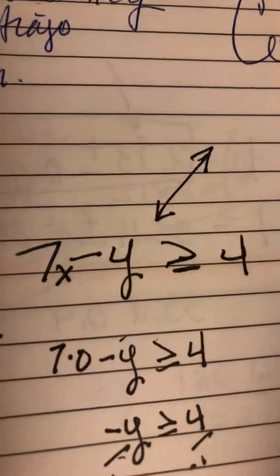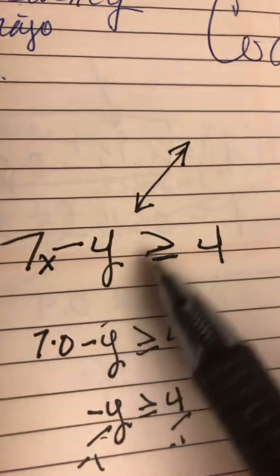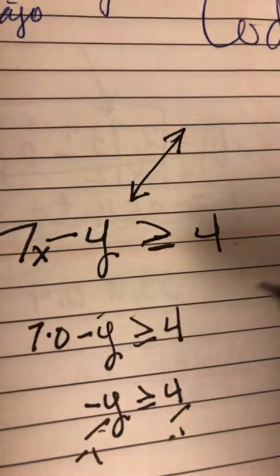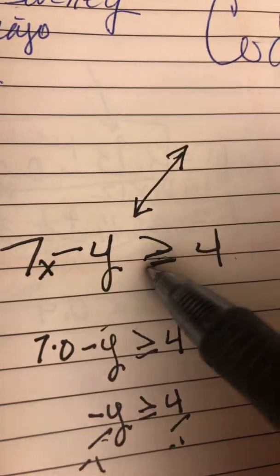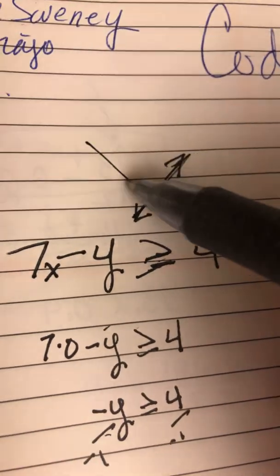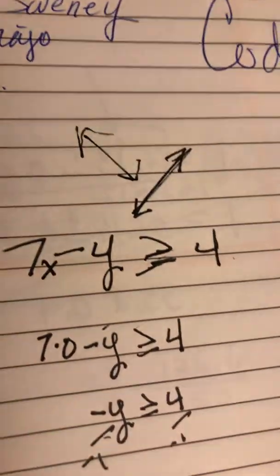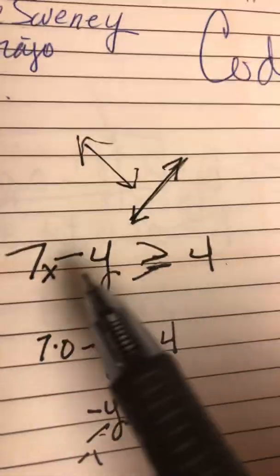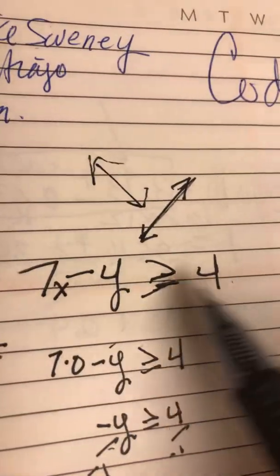So we have this equation, 7x minus y is greater than or equal to 4. Because it has this part of an equal sign, we know that the line will be a solid line. We don't know which way it's going to tilt yet, but it'll just be a solid line. And we need to find some points to put on the graph.